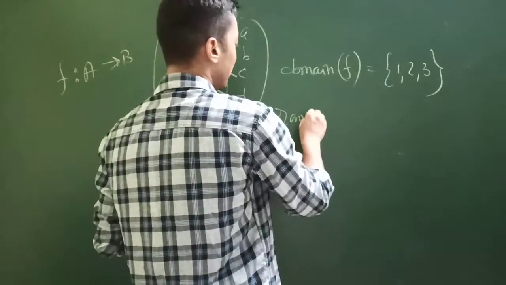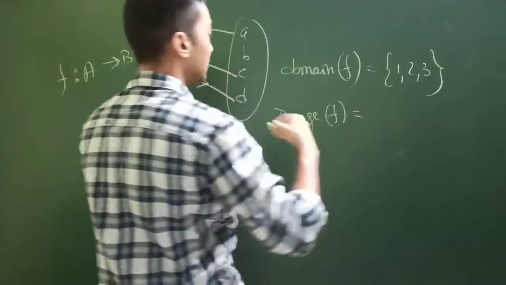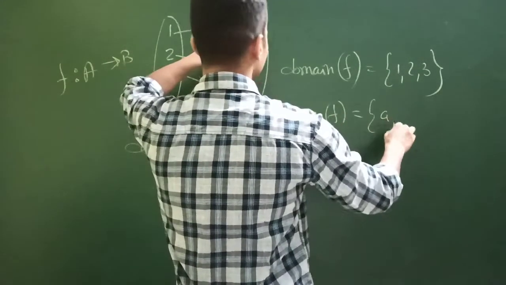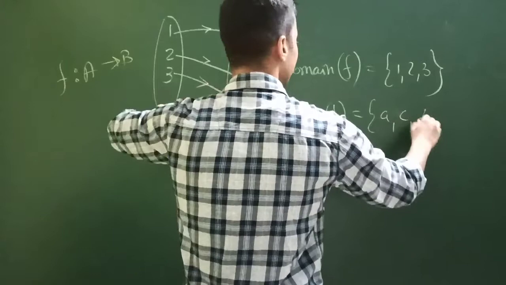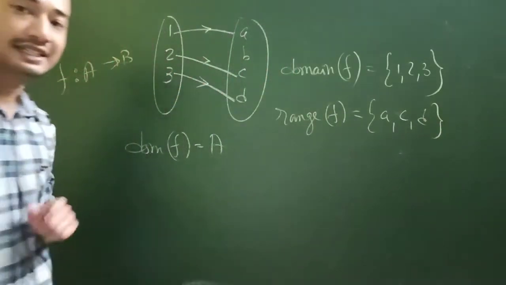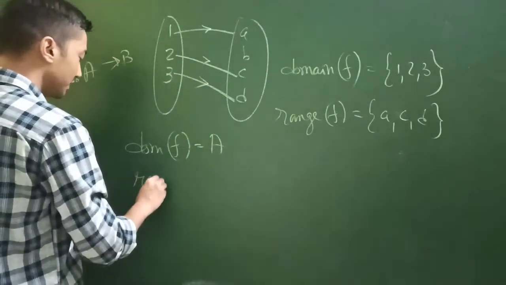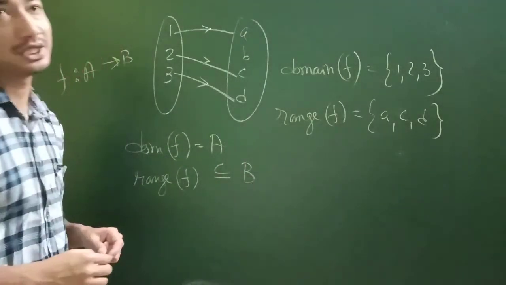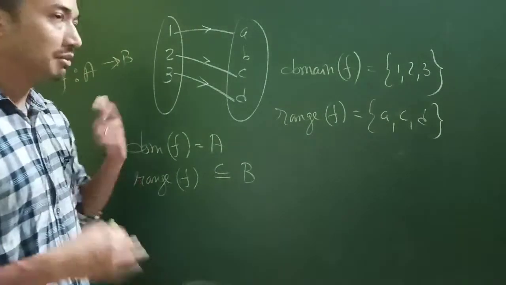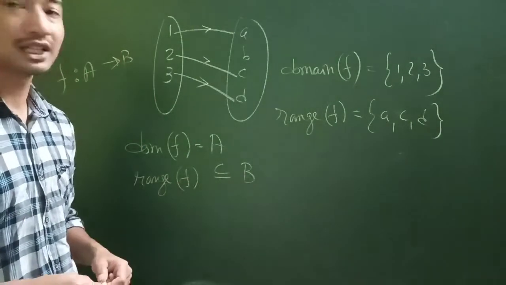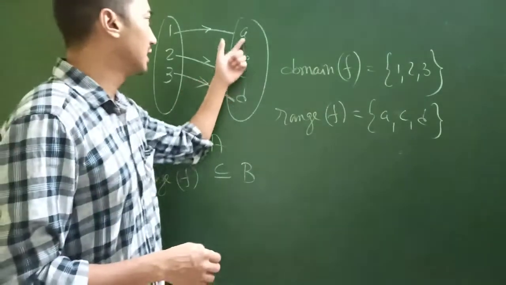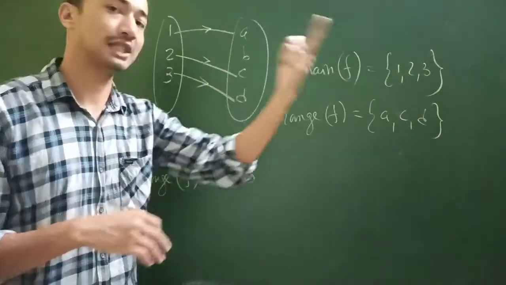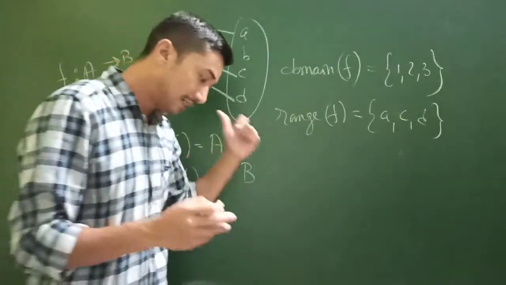Range only may be different because range of f here is the set of the images. So what are the images here that are being formed? A, C and D. That's why from the definition it was written that range of f is going to be a subset, maybe not a proper subset, maybe an equal set also, a subset of the set B. And then of course codomain, not a big issue, because codomain is always the second set, that is A, B, C and D.